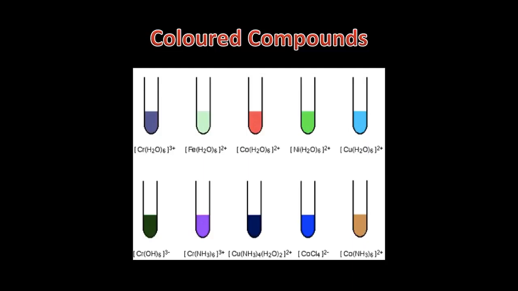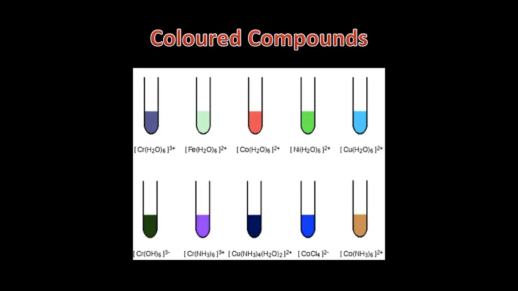So let's start with the coloured compounds. Many transition metal ions have distinctive colours. Everyone remembers the bright blue colour of the Cu2+ ion in copper sulphate solution. This slide shows you some of the other distinctive colours of transition metal ions. You do not need to learn these colours, but just be aware that transition metals form coloured compounds.